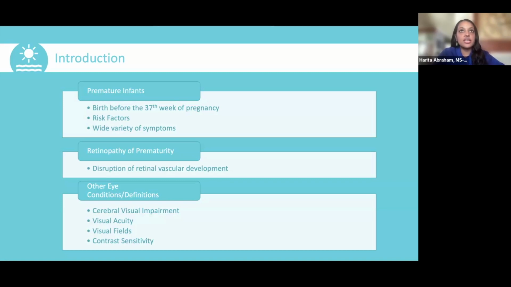Visual field is what you can see when you are staring straight ahead at somebody and not moving your head, not moving your eyes. What can you see in your periphery? And then contrast sensitivity is your ability to make out patterns and shading and distinct lines on small objects. So those are some important definitions I think that'll be helpful as we move forward through this discussion.